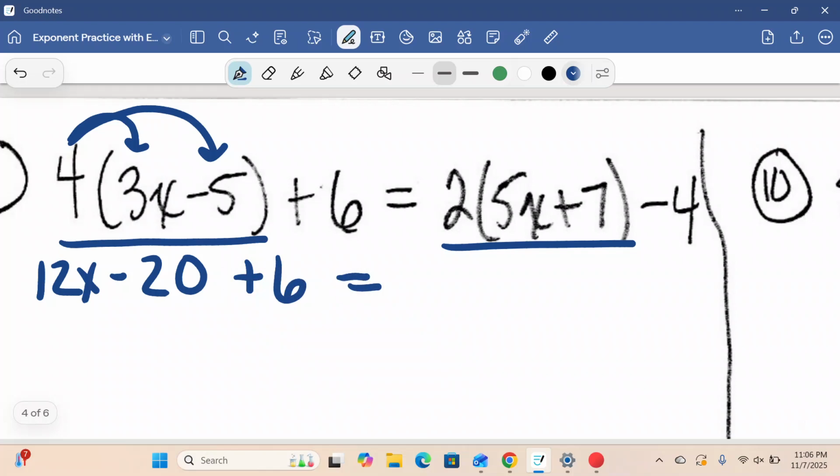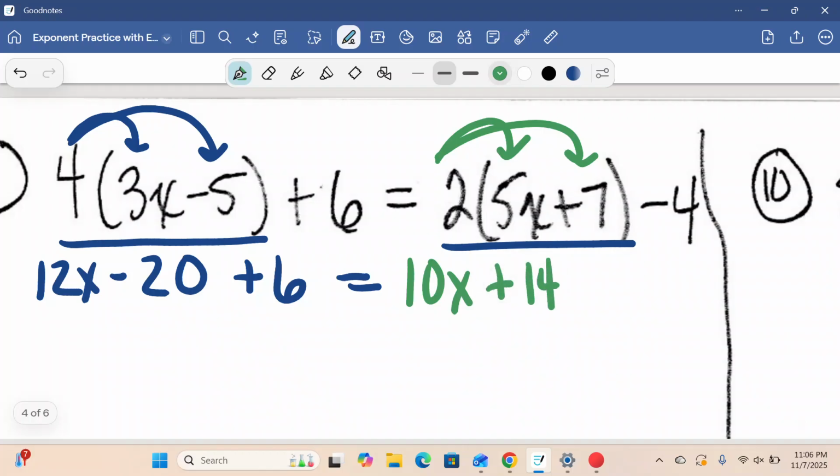And then I'm going to distribute right here. I'm going to do it in green because there's a distributive property. And distributive property, you have a total of 10x. 2 times 5x is 10x. 2 times positive 7 is a positive 14 because you are multiplying 2 times 7. Then you bring down the negative 4.